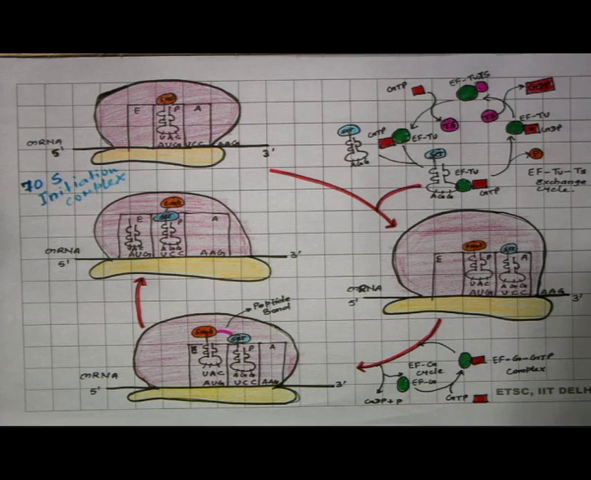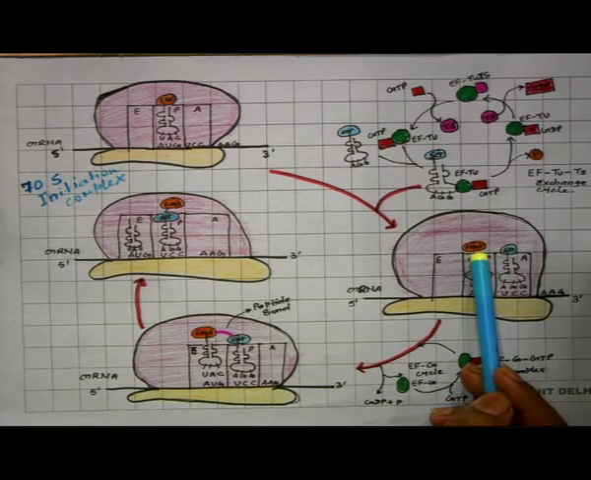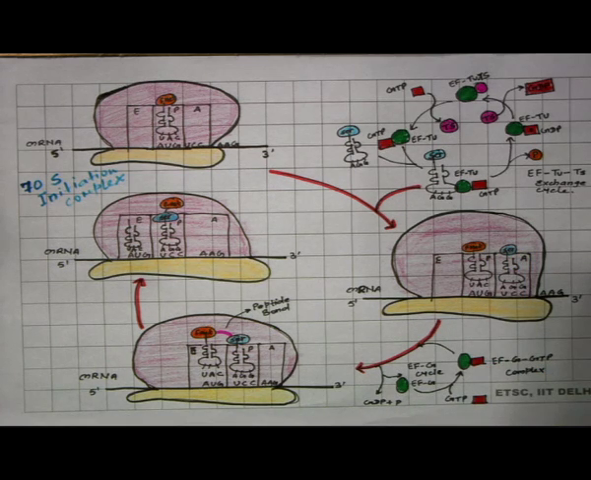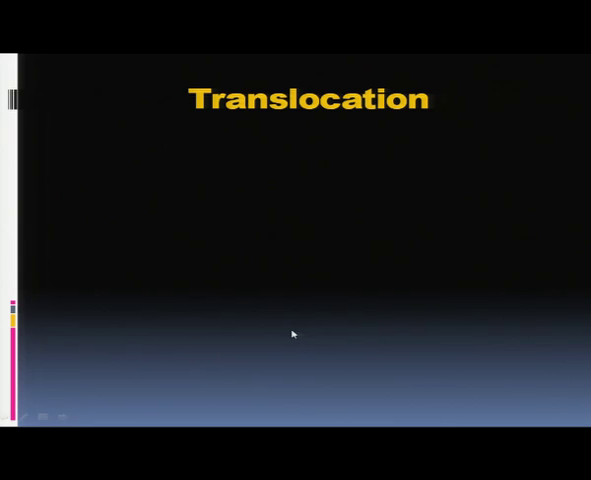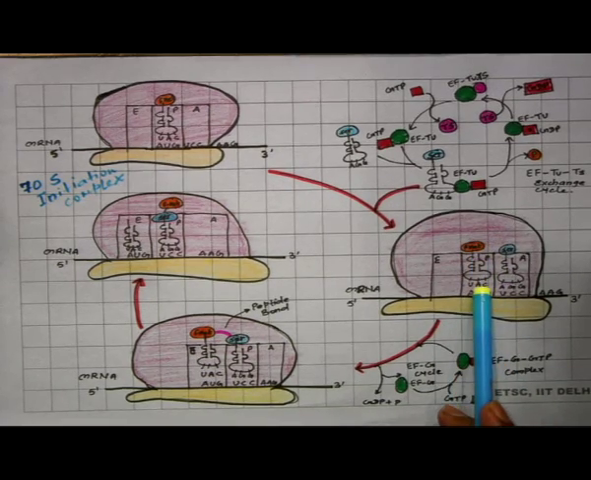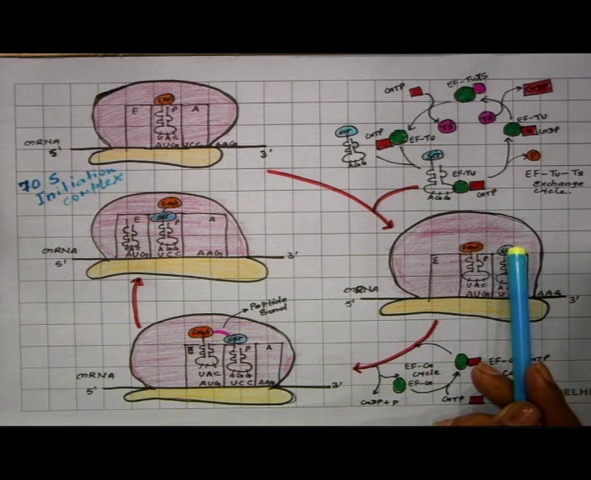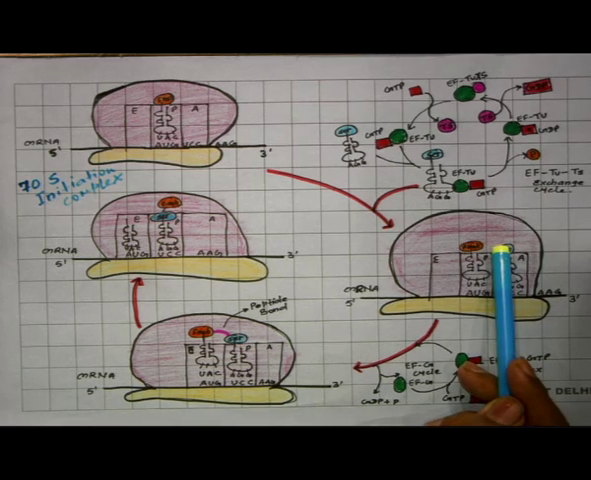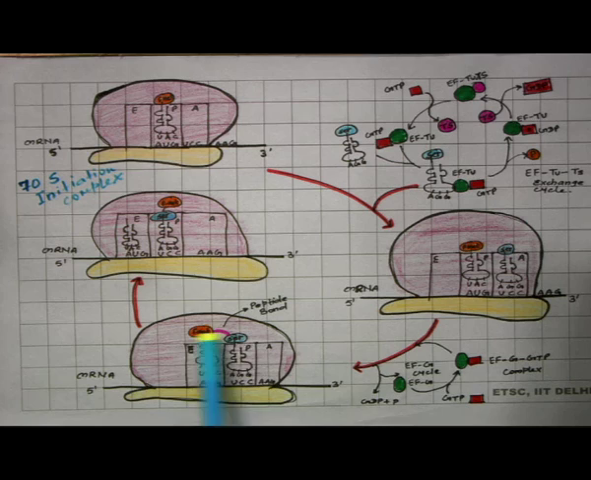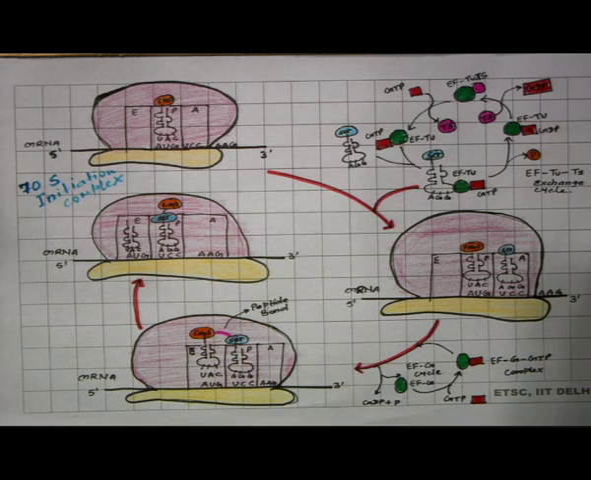Activity is catalyzed by peptidyl transferase, that is, the transfer of this formylmethionine from the P site to the A site for the formation of a peptide bond is catalyzed by an enzyme called peptidyl transferase. You can see in the diagram, this amino acid in the P site will be released by the enzyme peptidyl transferase, and it will combine with the next amino acid to form a peptide bond and a polypeptide chain. From this amino acid, this amino acid will form a peptide bond, and like that the chain will be elongated.